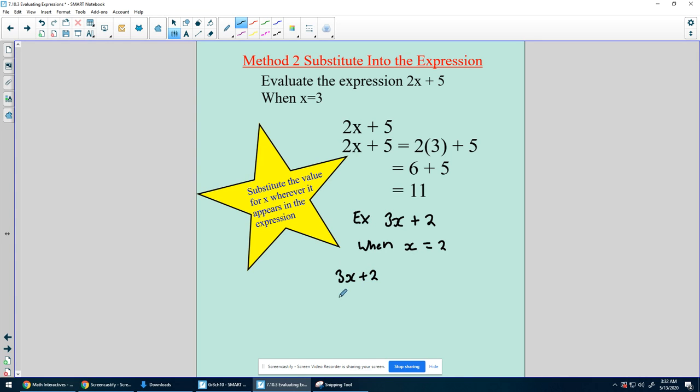Step 1, write out the expression. Step 2, substitute in our variable with the number that we know using brackets. So that's 2 in this case. Step 3, solve. 3 times 2 is 6 plus 2. 6 plus 2 is 8. All right.